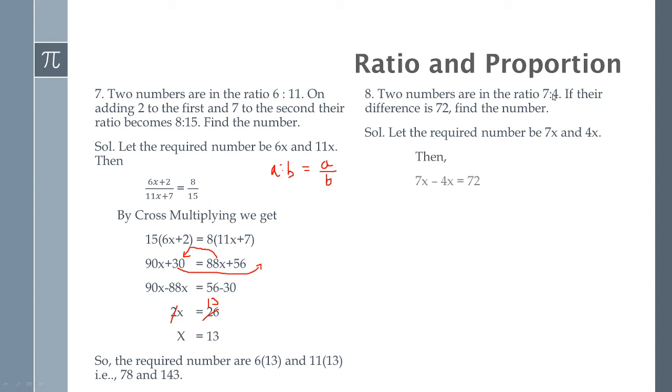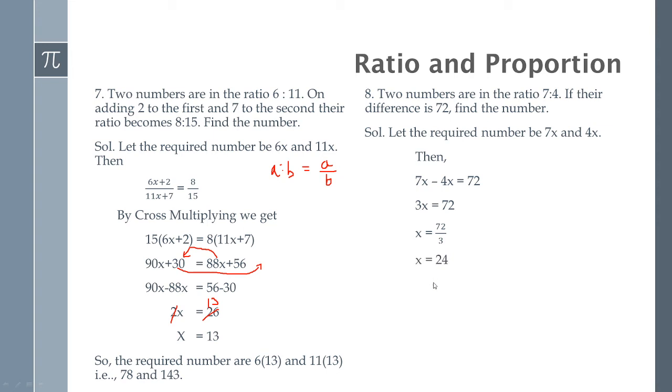Then what happens? 7x minus 4x is equal to 72. It means the difference of these two numbers is 72. 7x minus 4x is equal to 72. Now 3x is equal to 72. x is equal to 72 by 3. It is nothing but 24.